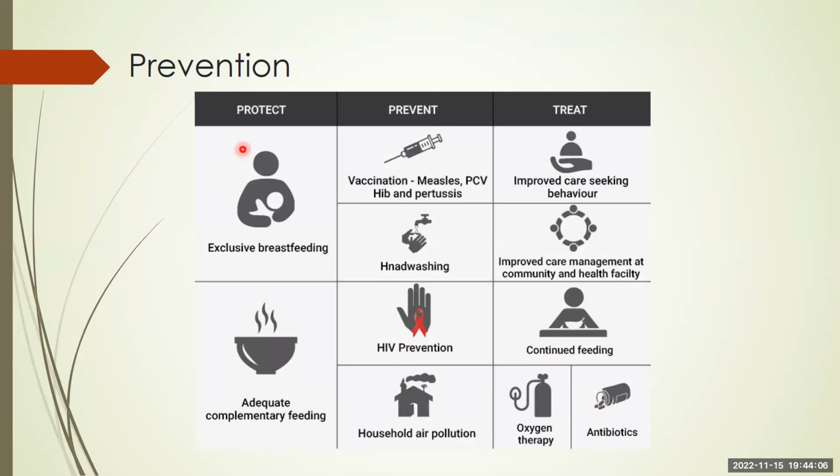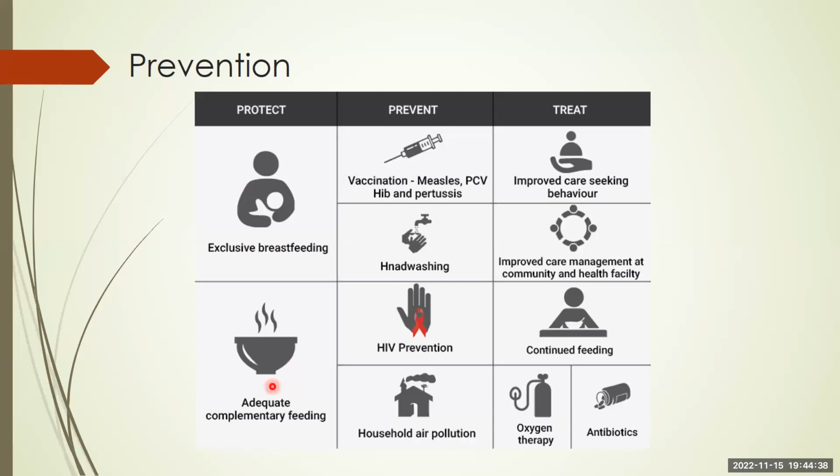For the prevention, you should protect, prevent, and treat pneumonia. Under protection, you should encourage exclusive breastfeeding for the first 6 months, because we know that breast milk is rich in immunoglobulins, which protects the child from several infections. Also, a balanced diet full of nutrients.